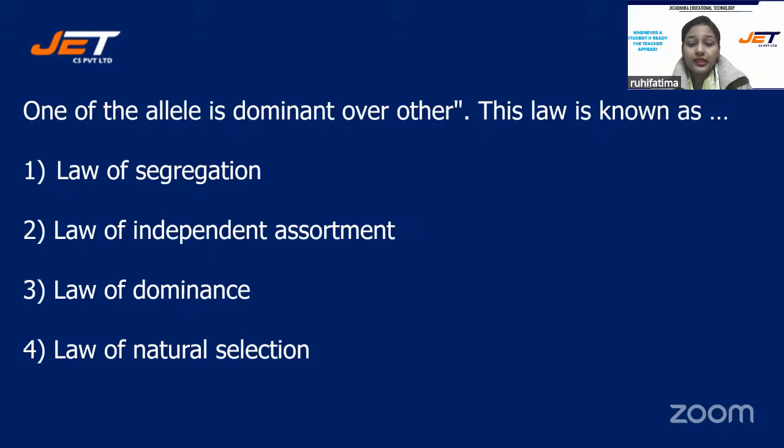One of the alleles is dominant over the other. This law is known as law of segregation, law of independent assortment, law of dominance, or law of natural selection. As I can see, maximum of you are writing option number three. Let's check whether it's right or not. All right, students, well done. Option number three is the right answer. It is known as law of dominance. One of the alleles is dominant over the other. This is stated in law of dominance. Next question.